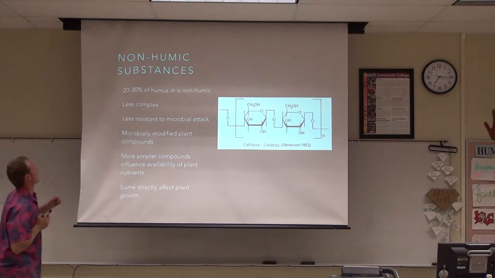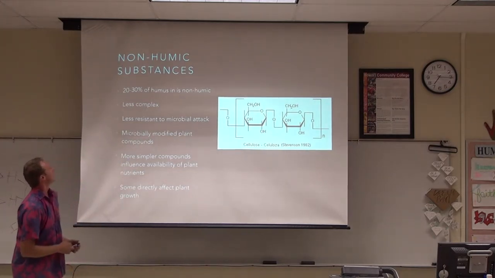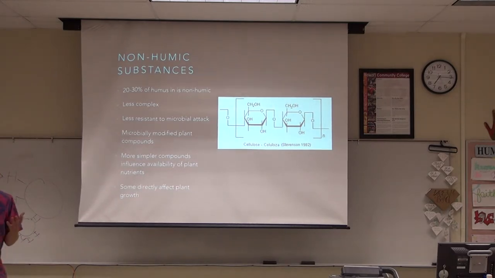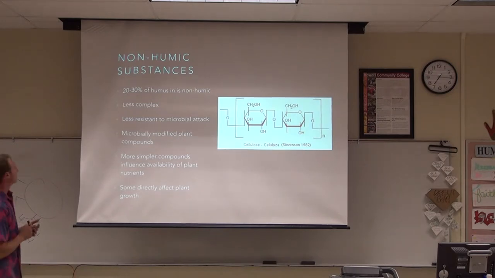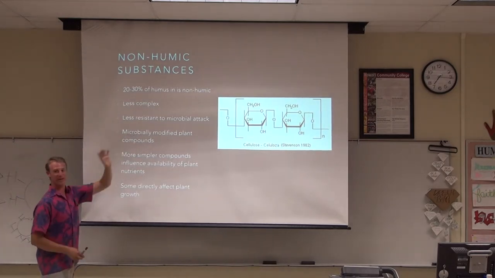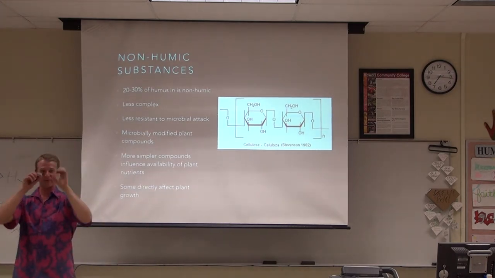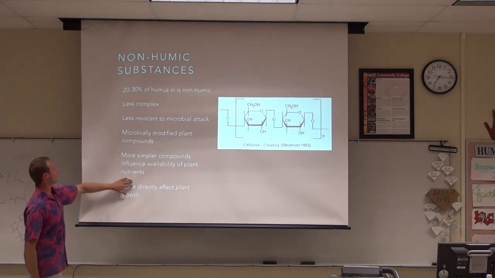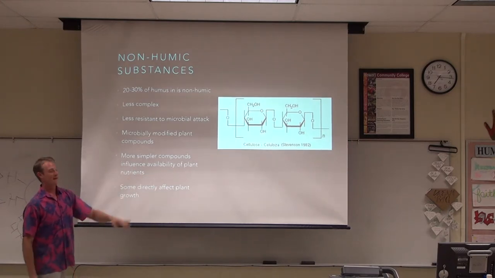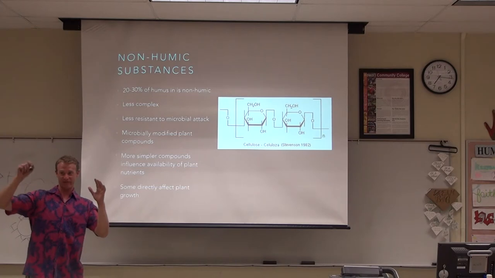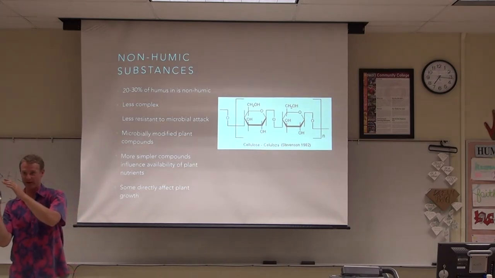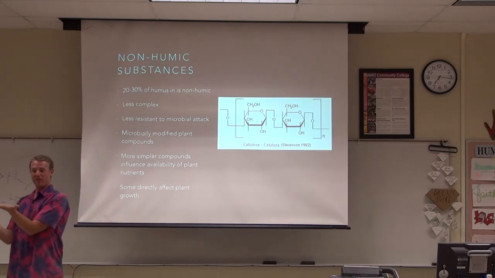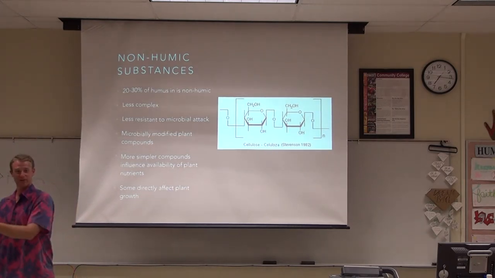Microbially modified plant compounds. So these are going to be usually like saps and phytochemicals produced by plants. Phytochemical, plant chemical. Microbially modified, well, it came out of the plant as a molecule of sap, and it has been microbially broken down until it's a non-humic substance. More simpler compounds influence availability of plant nutrients. Most of the time that piece that gets chopped off usually has a plant nutrient somewhere in there. Gets chopped off, the plant nutrient is now available to plants in the water solution.